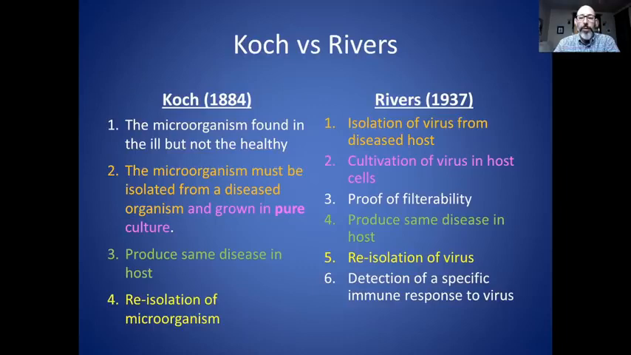However, I'm going to give it a pass because they're using the Rivers criteria, so I will apply the Rivers criteria. And you can see that it definitely requires isolation of the virus from a diseased host, just like Koch's criteria. And also, there's a slight difference in how it's cultivated because viruses are not living organisms. They can't reproduce on their own. So you cannot grow them in a pure culture.